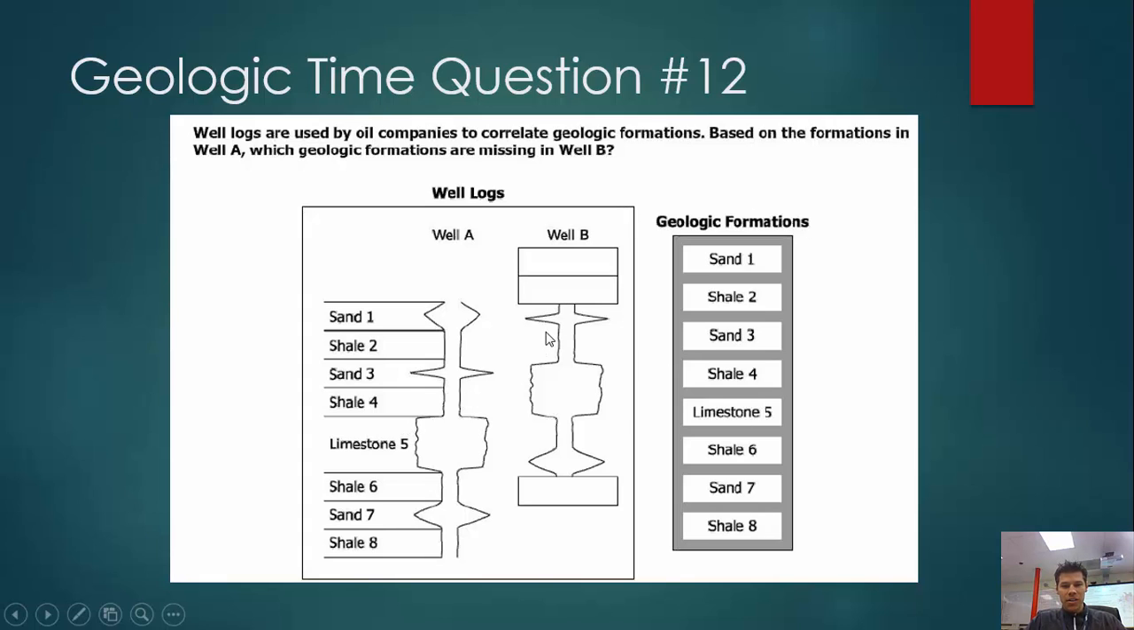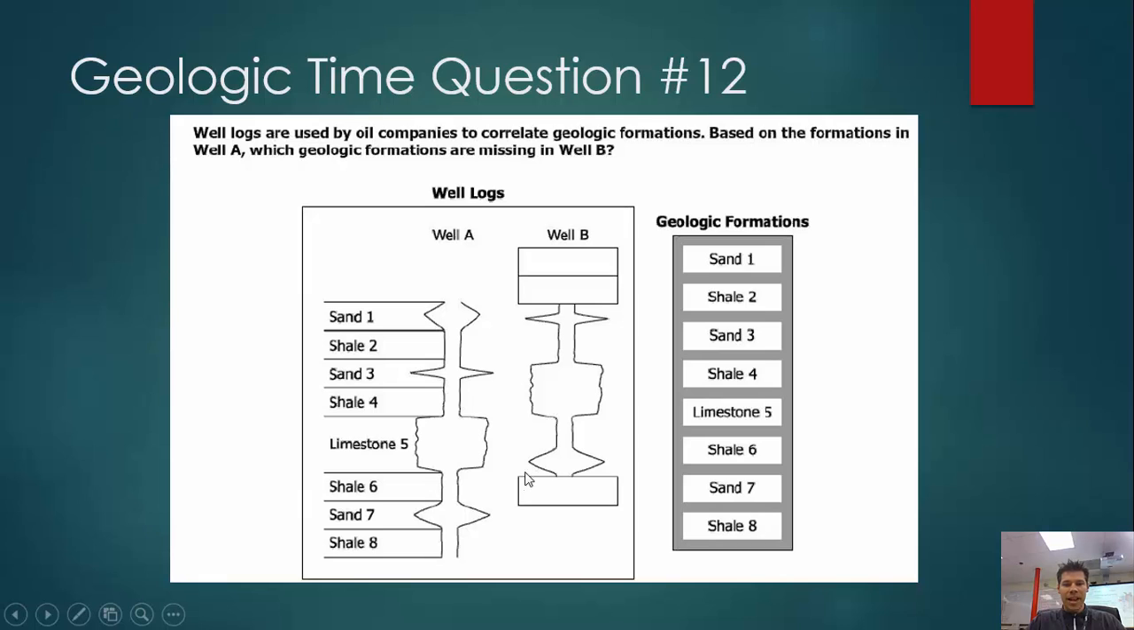Since if you look at this shape, this is clearly the same rock layer, see how they all match up? Then what goes right here? Well, shale number 2 goes right here. So you would grab shale number 2 and drag it to here. And what was above shale number 2? Sand number 1 was. So you would drag sand number 1 right here and put it on the top.